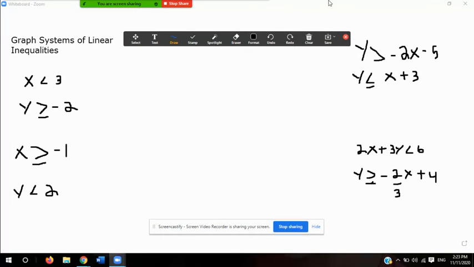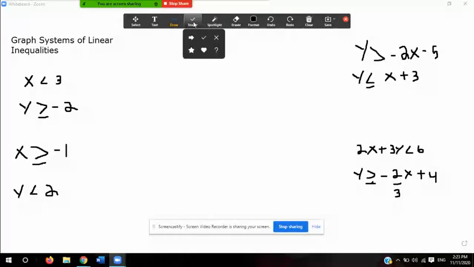Now, we've only seen graphing linear inequalities on a number line. So we've only seen graphing linear inequalities like this, horizontally, right? But what we are going to begin to see today is not just graphing linear inequalities horizontally, but also vertically. So for example, let's take a look at this.